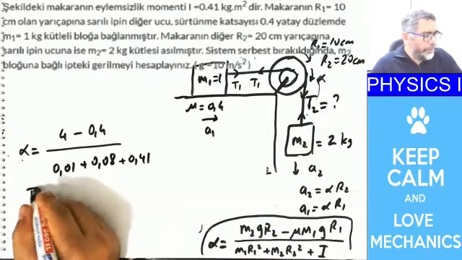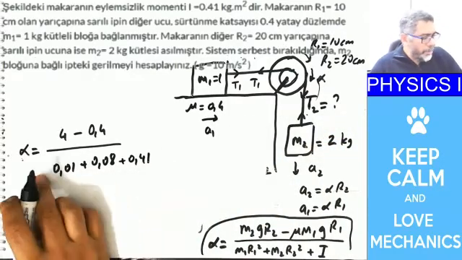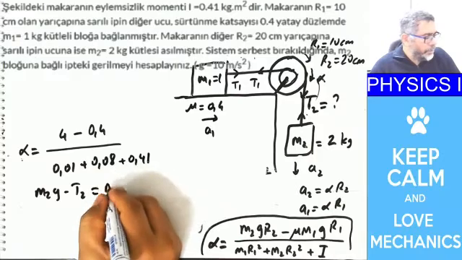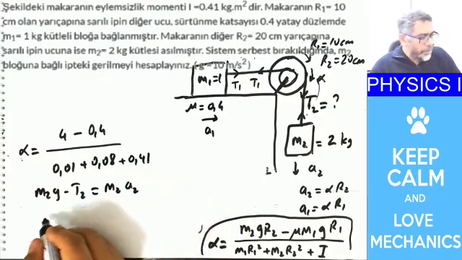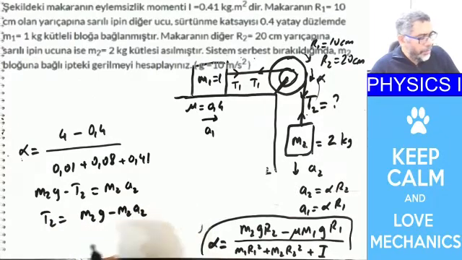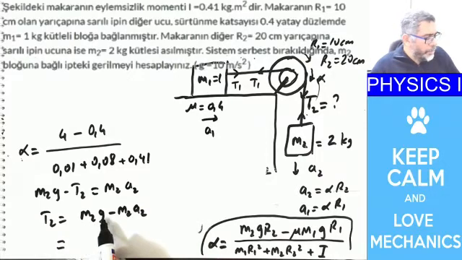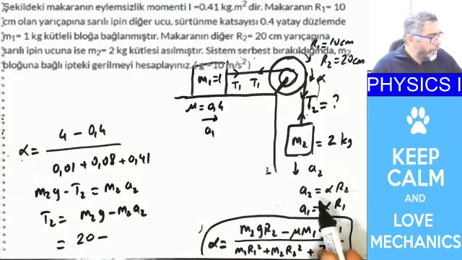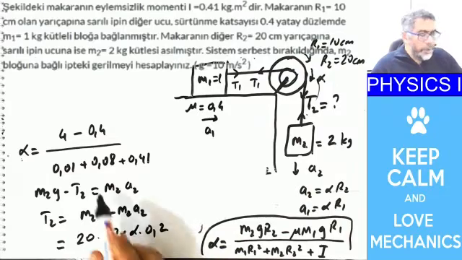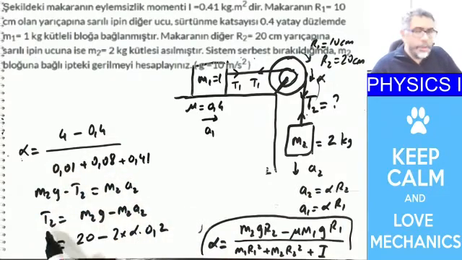If you remember the equation for T2, it was M2G minus T2 is equal to M2 times A2. So T2 is going to be M2G minus M2A2. M2 is 2, so it is 20, minus 2 multiplied by A2. But A2 is alpha times R2, so 2 multiplied by alpha times 0.2. Whatever alpha value you calculate from here, put it over here, and you calculate T2.